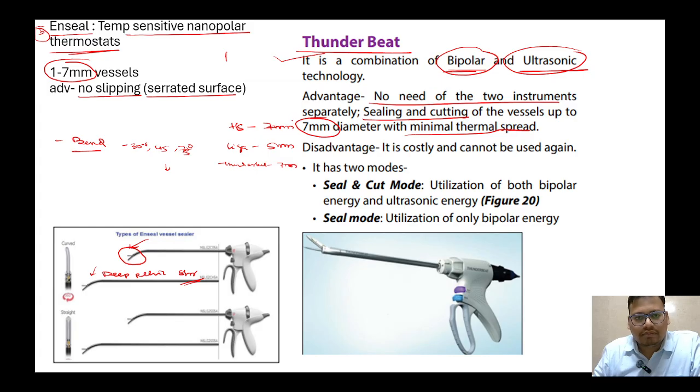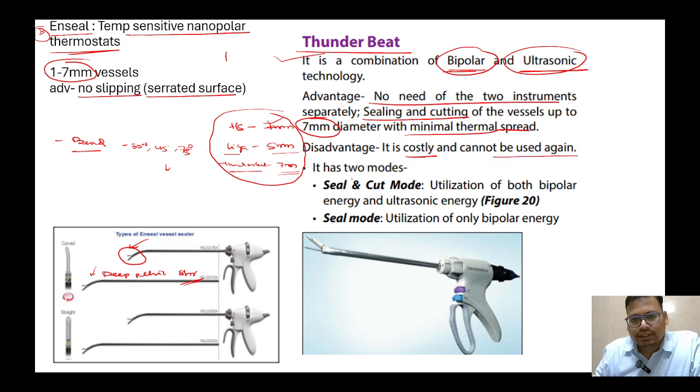Coagulation can be done up to 7 mm. So remember this: harmonic scalpel up to 7 mm vessels, ligature up to 5 mm, and Thunderbit up to 7 mm. Also, NSIL also 1 to 7 mm vessels can be coagulated. Disadvantage is it is very costly and cannot be used again.